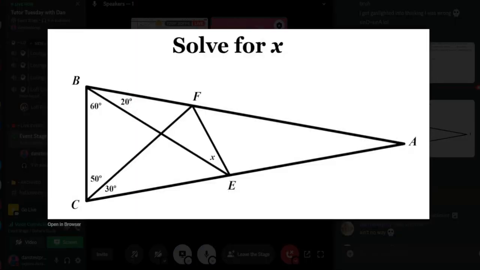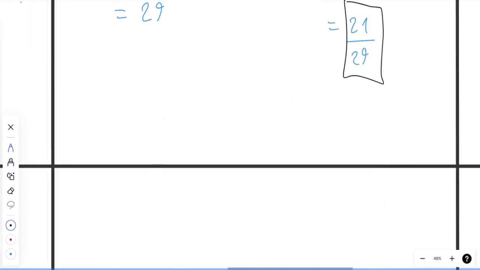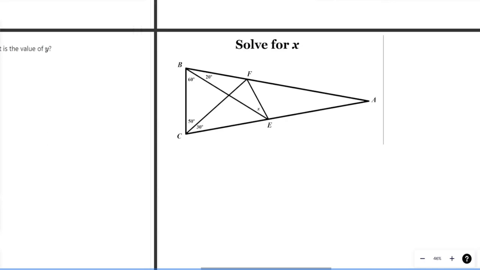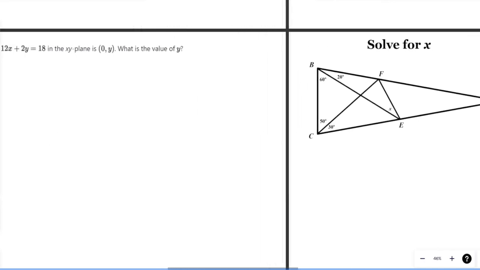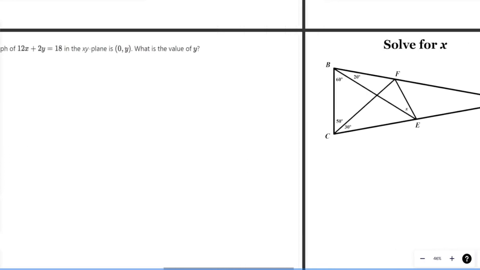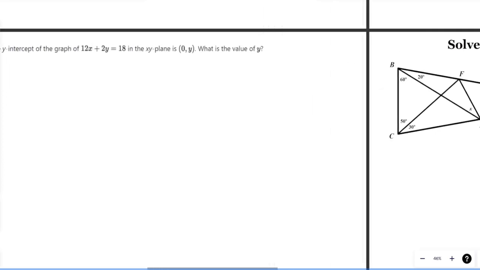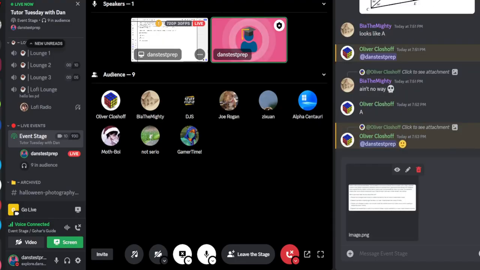I don't know, maybe we'll do this one as our last problem here. I'll paste that in there. Yeah, actually, that looks really interesting. I have two more problems, and then let's do that. I guess I'll call it our challenge problem. This one was from our SAT question of the day today.